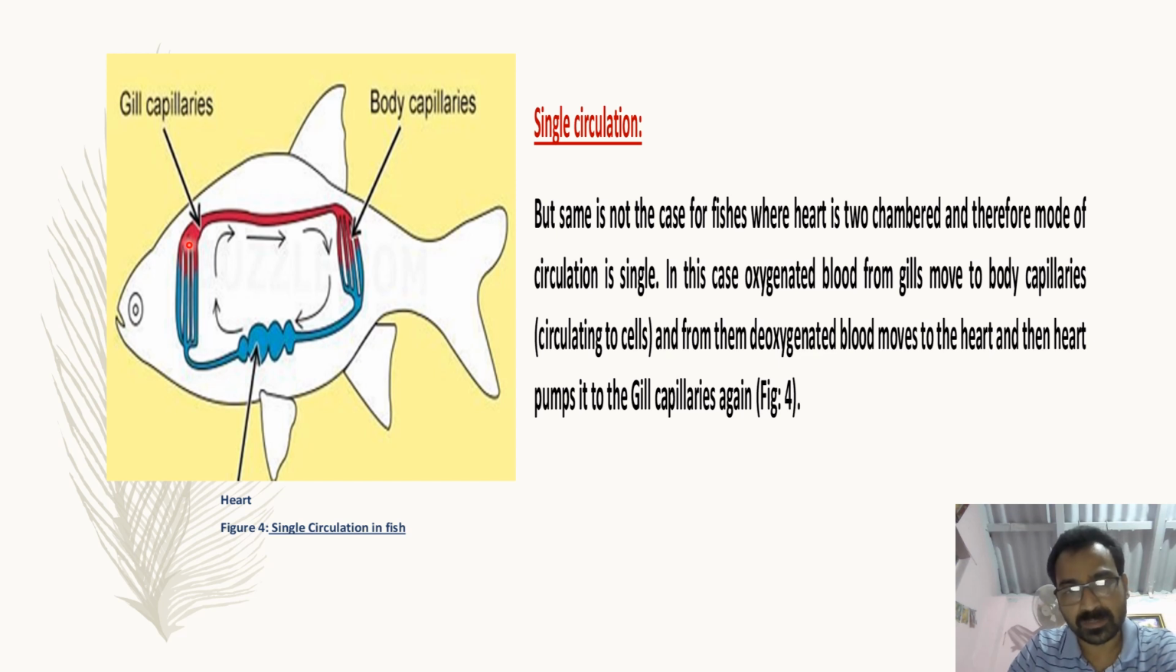So fishes, amphibians, reptiles, they are cold-blooded animals. Fishes are very lower creatures. They have a two-chambered heart. They cannot maintain their body temperature. Similarly, amphibians and reptiles can also not maintain their body temperature. So this is about the single circulation. Blood flows in a single loop.